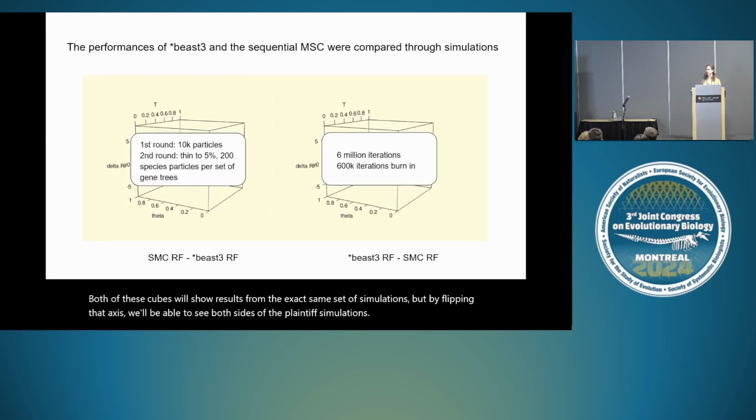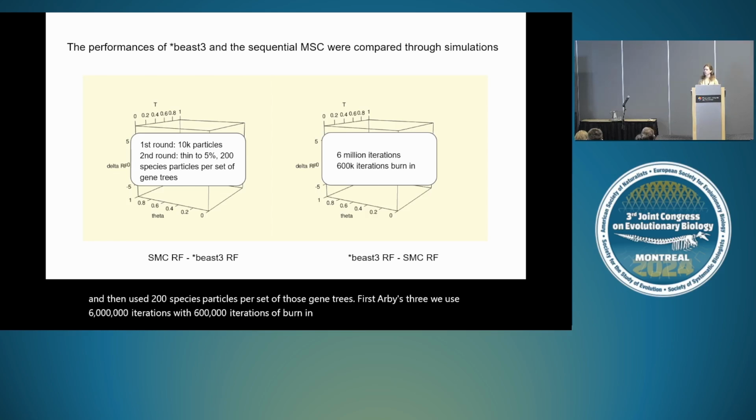Here's how we chose the settings for both programs. For our program, we used 10,000 particles for the first round. For the second round, we conditioned on 5% of those gene trees, and then used 200 species particles per set of those gene trees. For StarBeast 3, we used 6 million iterations with 600,000 iterations of burn-in.